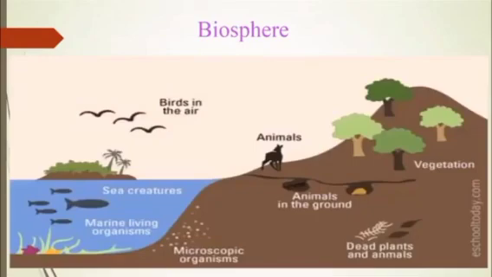Next, we are going to learn about biosphere. Biosphere means all life on earth. Here we can see the picture of biosphere. Birds in the air, sea creatures, marine living organisms, microscopic organisms. Microscopic means tiny or very small organisms. Animals, animals in the ground, vegetation, dead plants and animals.